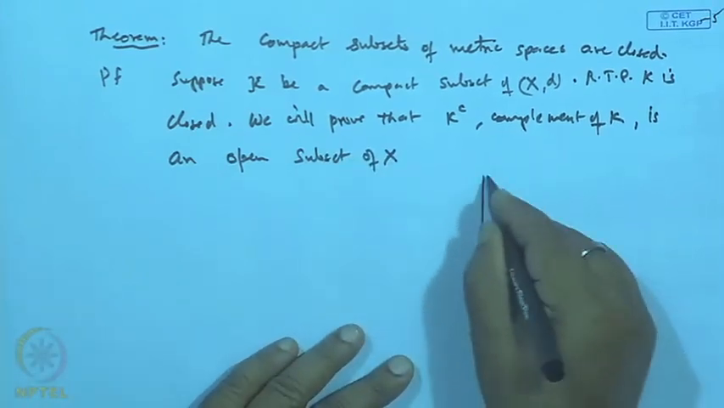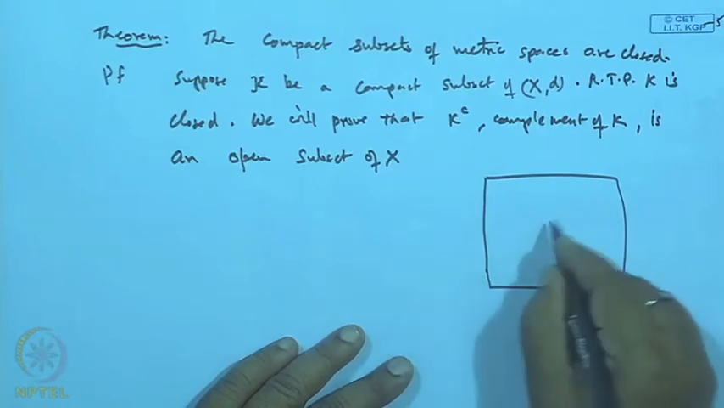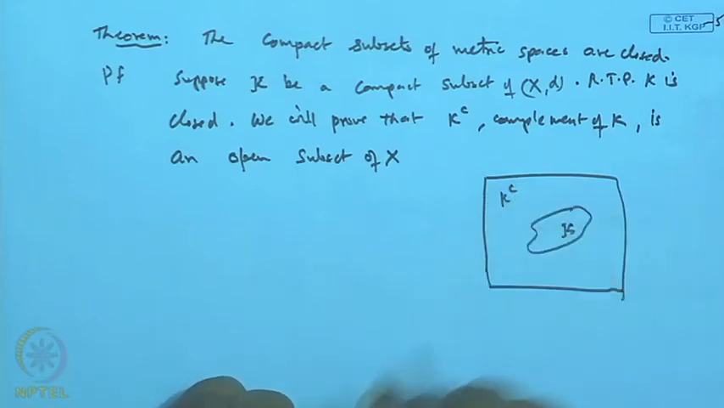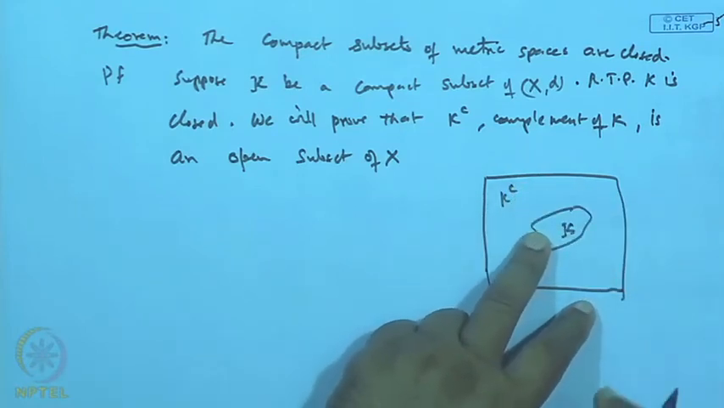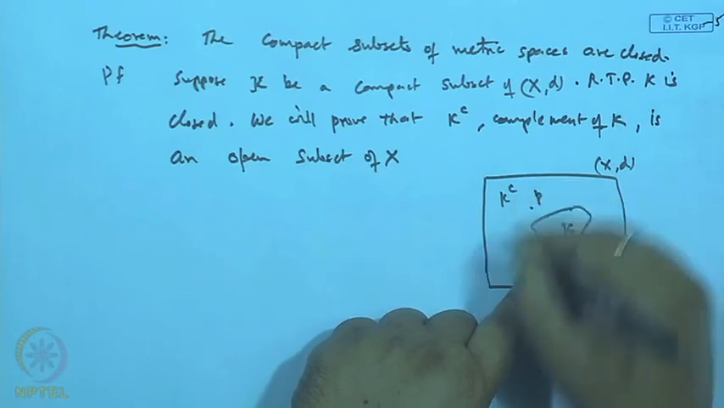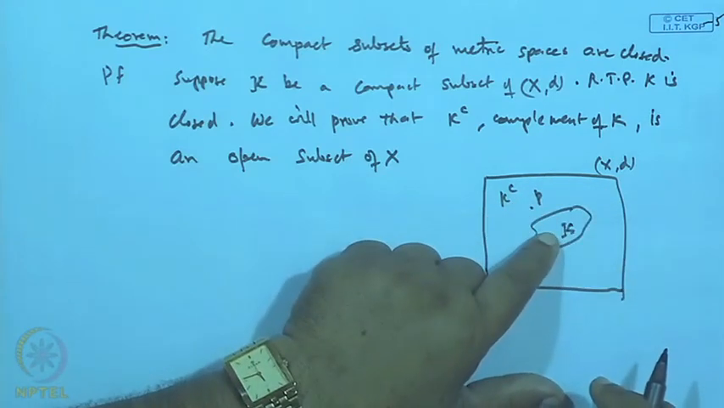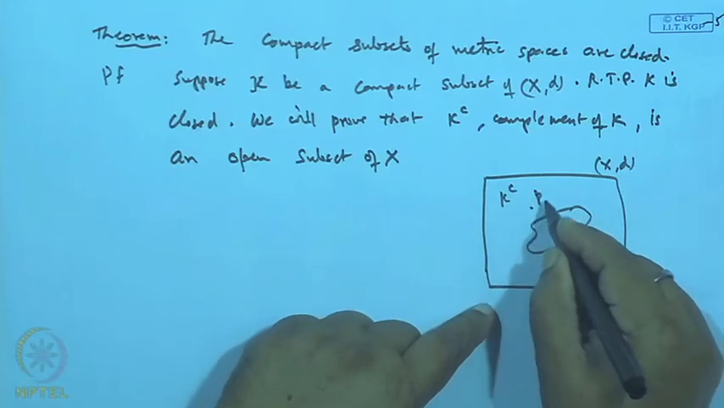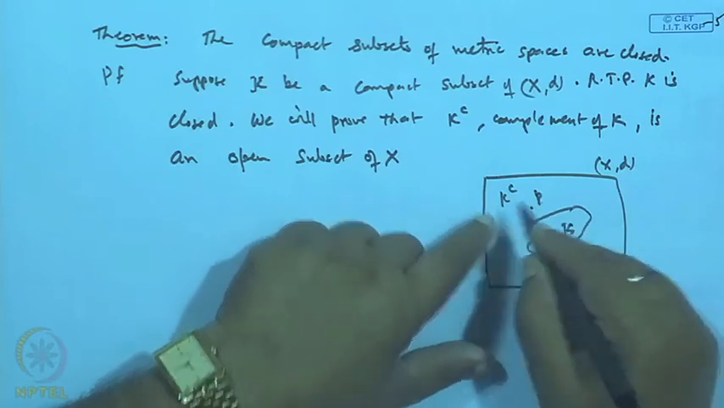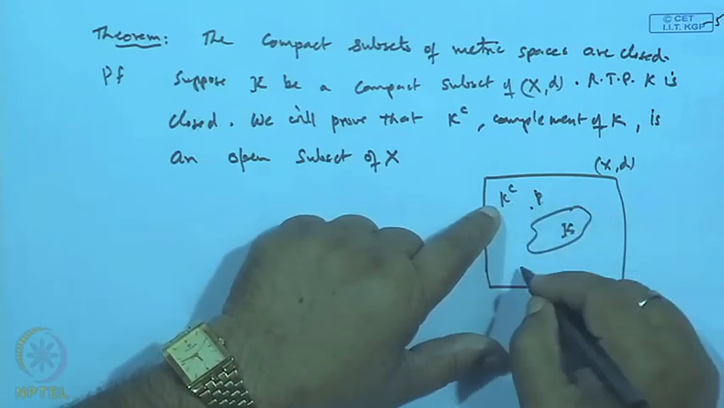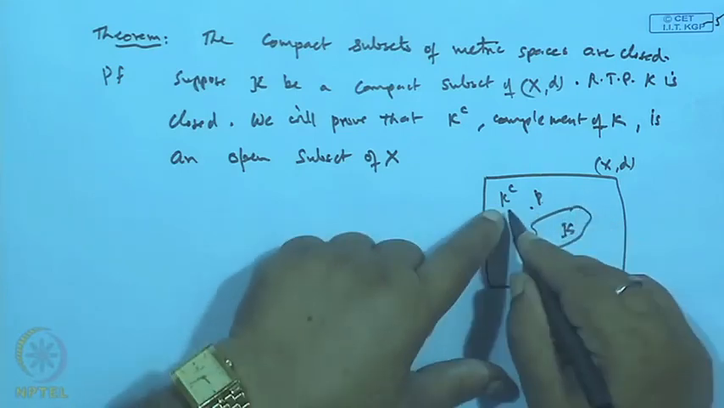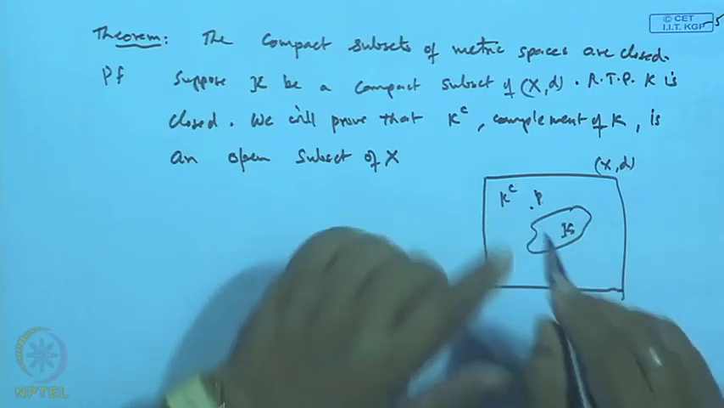Here we have our metric space, and this is a set K. What we want is that the complement of this, K complement, is open with respect to X. It means if I take any point here, say P, which does not belong to K, and we are able to show there exists a neighborhood around the point P which is totally contained in K complement, then obviously P will be an interior point of K complement. But P is arbitrary. So, we can say for every point of K complement we can draw a neighborhood totally contained in K complement. So, K complement becomes open. That is the idea of the proof.